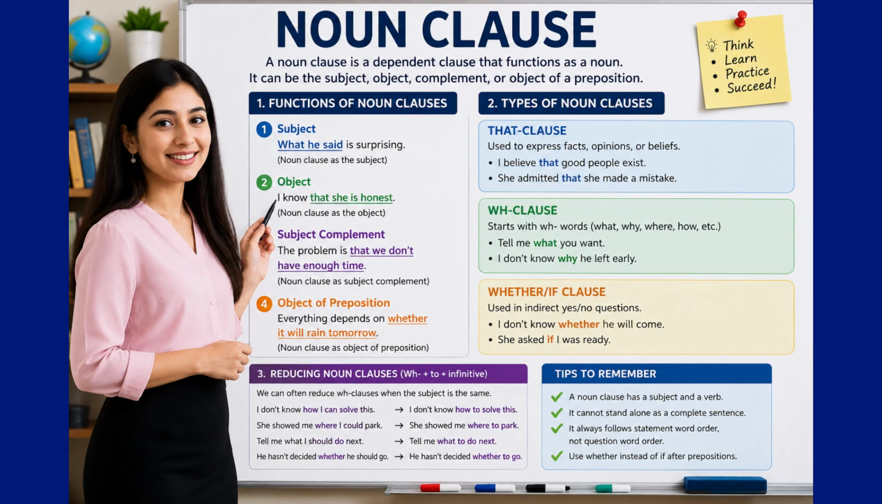Functions of noun clauses. One important characteristic of noun clauses is that they can perform all the major functions of a noun. The first function is acting as the subject of a sentence. In this case, the noun clause comes before the main verb. Consider the sentence, "What you do today affects your future." Here, "what you do today" is the subject because it tells us what affects our future. Likewise, in the sentence "Whether they agree doesn't matter," the clause "whether they agree" serves as the subject.